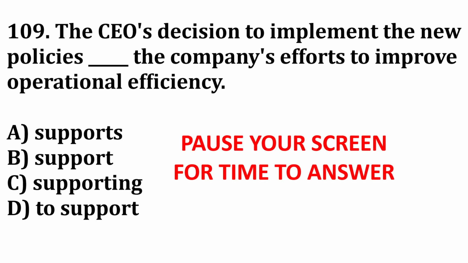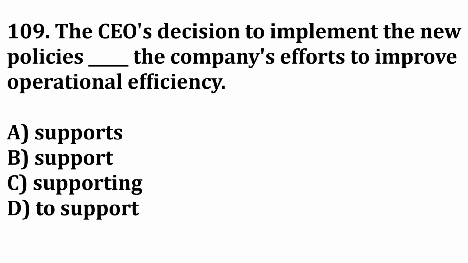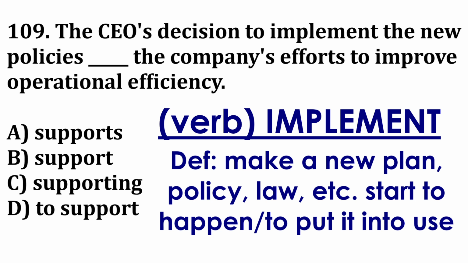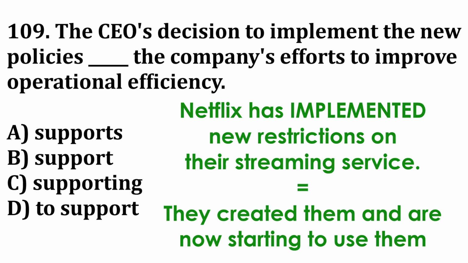In this question, let's learn some key vocabulary. As you can see, it says the CEO's decision to implement the new policies. So, what does implement mean? Implement is to make a new plan, policy, law, etc., start to happen. So, we are starting to use this new law. An example, Netflix has implemented new restrictions on their streaming service. So, they created these restrictions, and now they've implemented them. They're starting to use them.